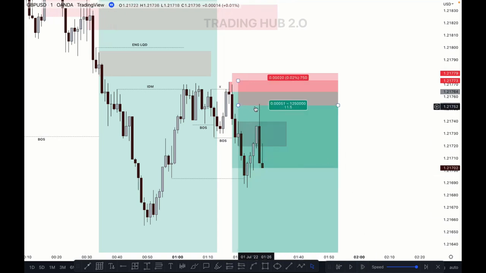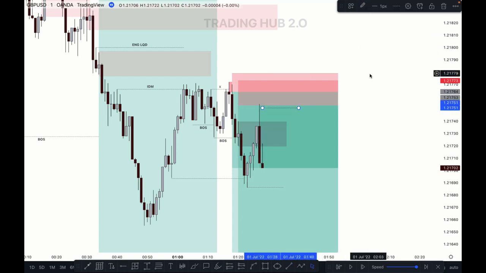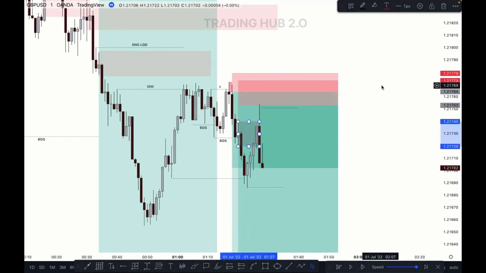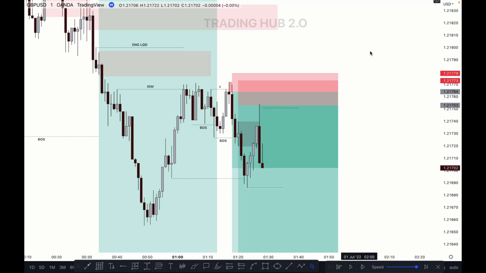You can see our second entry also mitigated. If the market takes out this low, then I would like to trail my stop loss to the break even point here on both entries. Correct. If the market maybe wants to go higher, then we can cut our entry at the break even point. Okay, so let's see.